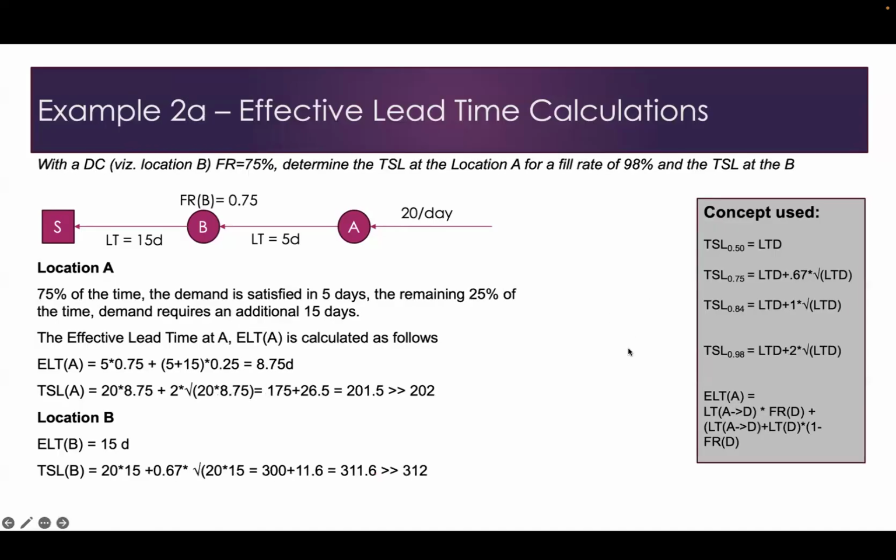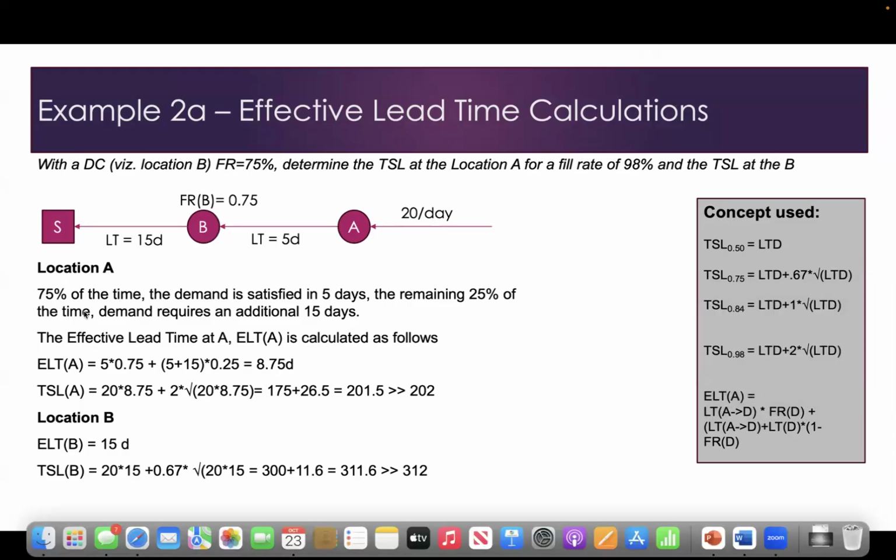Okay. So now let's say B has a fill rate of 75%. So 75% of the time, B is going to be able to satisfy the demand. But I want you to calculate what the TSL is going to be for 98% fill rate at A, and what the TSL should be at B.